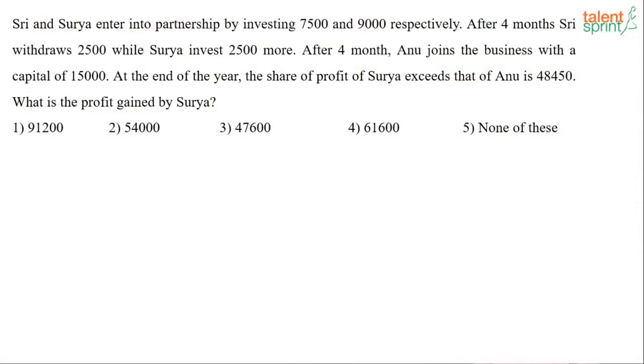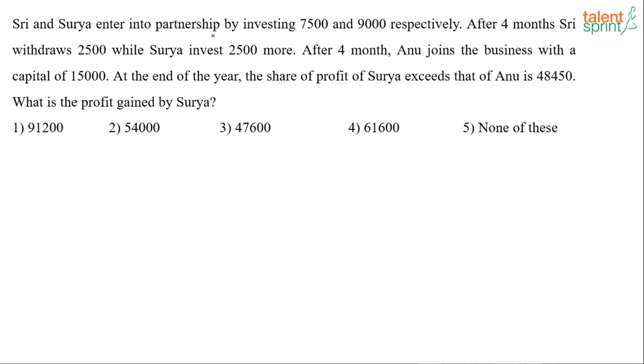Here we go. This is a partnership. Sri and Surya enter into a partnership by investing whatever. After 4 months, Sri withdraws 2,500 while Surya invests 2,500 more. After 4 months, Anu joins the business with a capital of 15,000. At the end of the year, the share of profit of Surya exceeds that of Anu by 48,450. What is the profit gained by Surya? So just play with those numbers again. You know what is the situation in partnership, right? The profit is divided based on investments and duration of investments. All right, here we go.